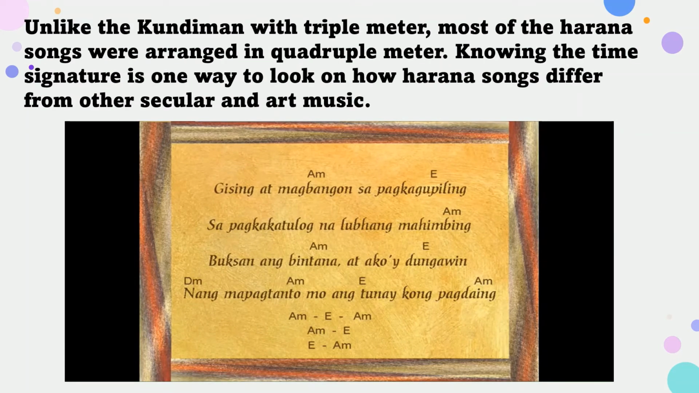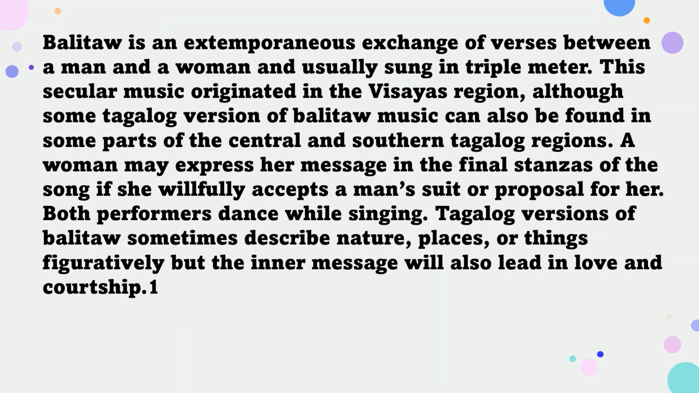Unlike the kundiman with triple meter, most of the harana songs were arranged in quadruple meter. Knowing the time signature is one way to look at how harana songs differ from other secular and art music. Balitaw is an extemporaneous exchange of verses between a man and a woman, and usually sung in triple meter. This secular music originated in the Visayas region, although some Tagalog versions of balitaw music can also be found in some parts of the central and southern Tagalog regions. A woman may express her message in the final stanzas of the song if she willfully accepts a man's suit or proposal for her. Both performers dance while singing. Tagalog versions of balitaw sometimes describe nature, places, or things figuratively, but the inner message will also lead to love and courtship.